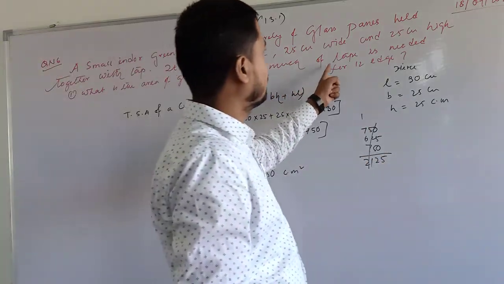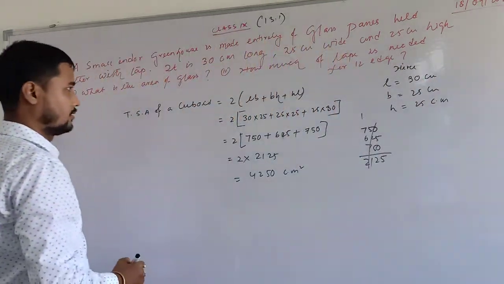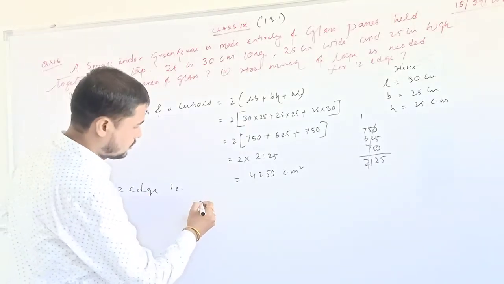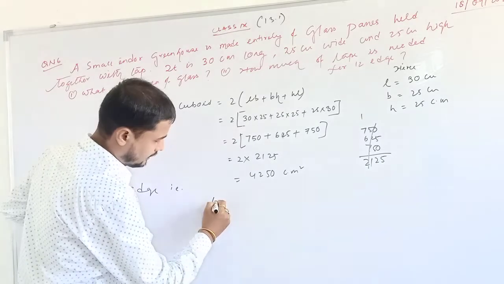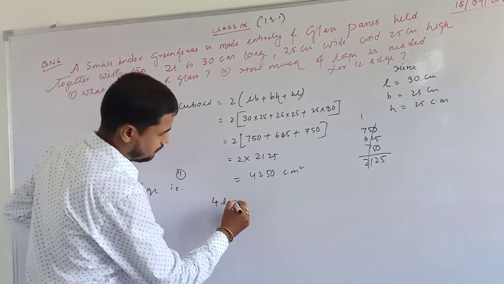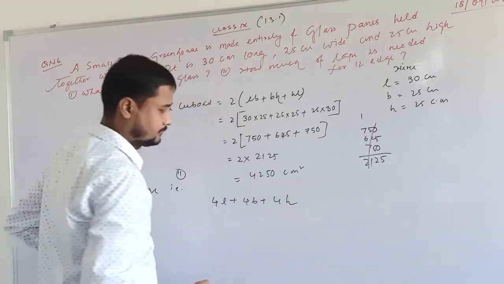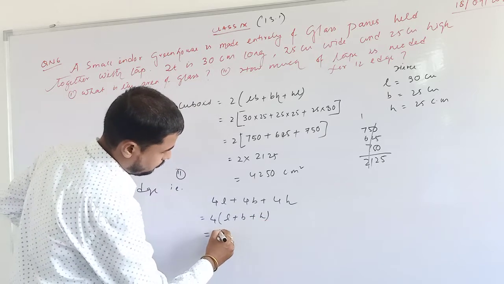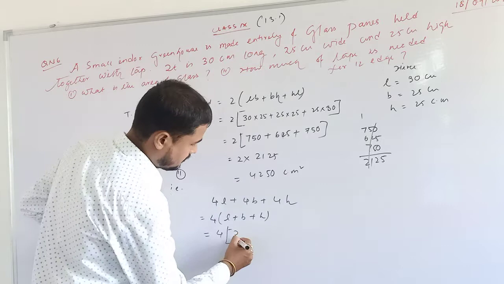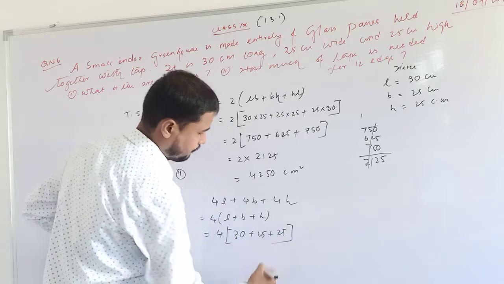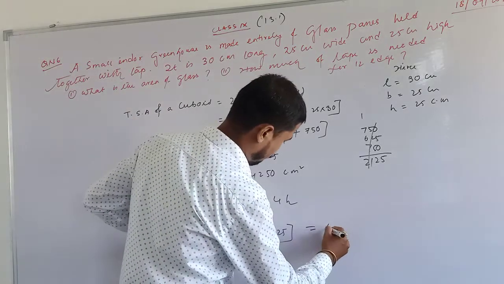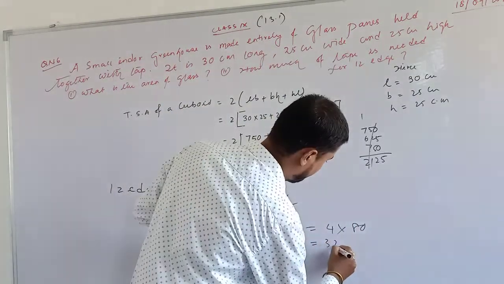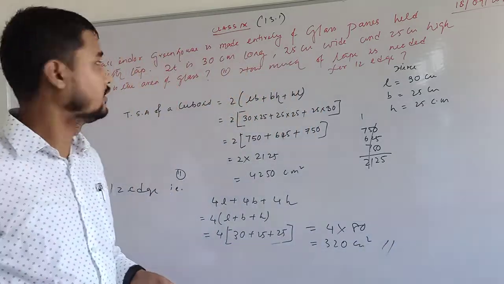Now the question is, how much of the tape is needed for all 12 edges? The 12 edges are 4 lengths, 4 breadths and 4 heights. So 4 into (L plus B plus H), that is 4 into (30 plus 25 plus 25), equal to 4 into 80, that is 320 cm. Okay, this is question number 6.